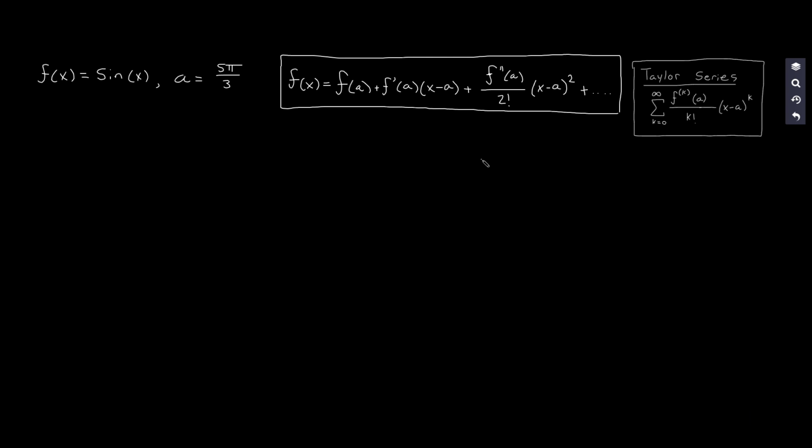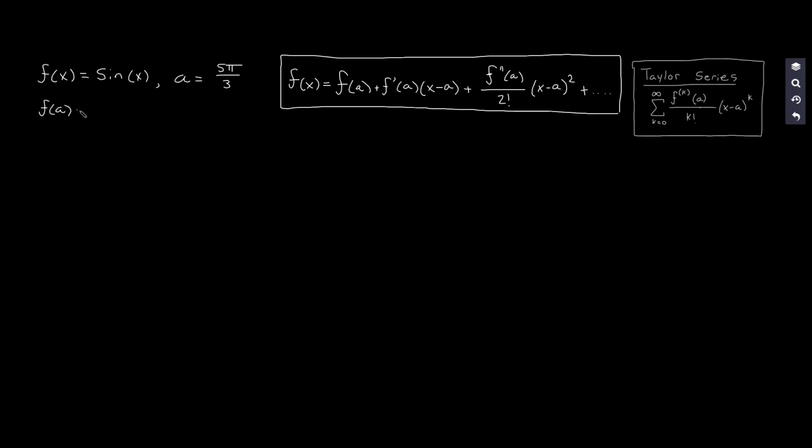So we got f of x equals f of a plus f prime of a times x minus a plus f double prime of a over 2 factorial times x minus a raised to the second power. To get started on finding the first three non-zero terms for the Taylor series for this function here, we need to find the components for this formula. The first being f of a.